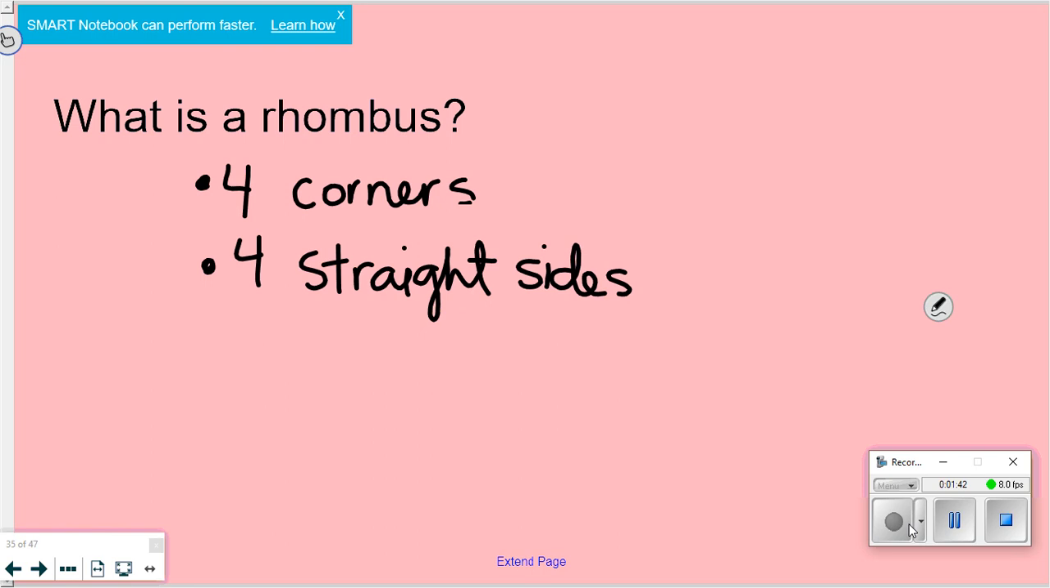Anything else? What else is a rule of a quadrilateral? What else is a rule of a quadrilateral? Because a rhombus follows the rules of a quadrilateral. Huxley? It's closed.